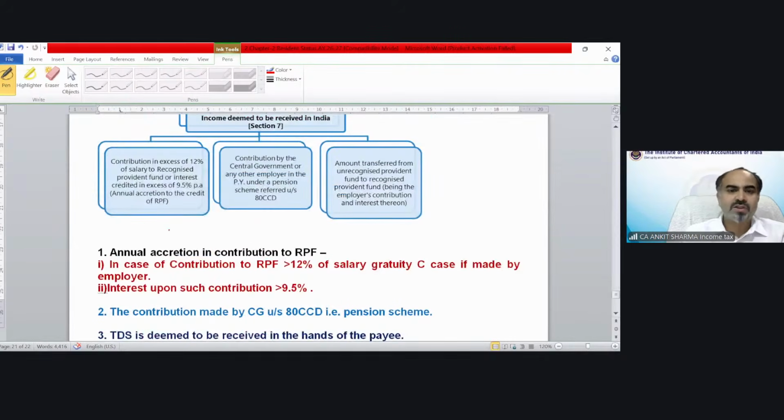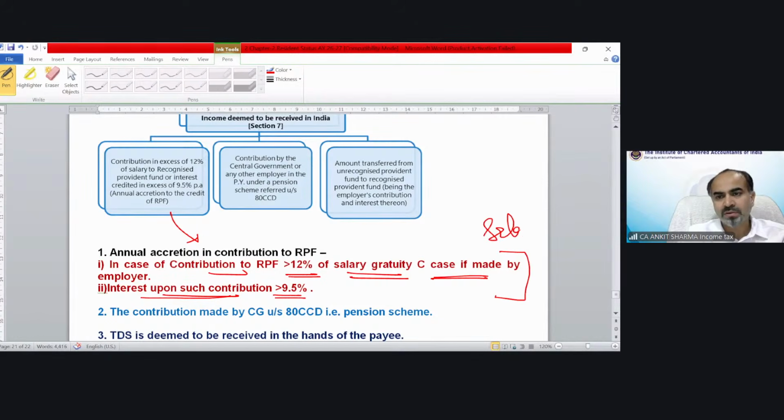And you can see in case of contribution to RPF, more than 12% of salary, gratuity, etc. if made by employer, interest upon such contribution exceeding 9.5%. You won't be able to understand this because this is going to be covered in the salary topic. So you can skip it, you can just read it out. This is going to be covered in deduction topic. This is going to be covered in TDS topic.